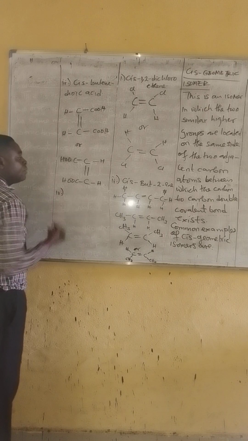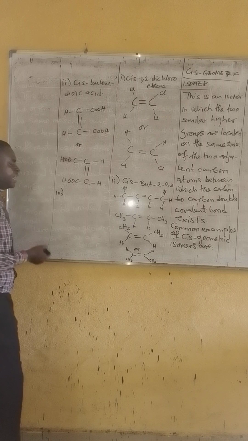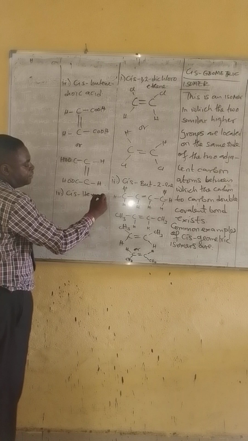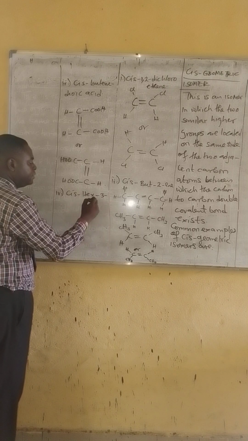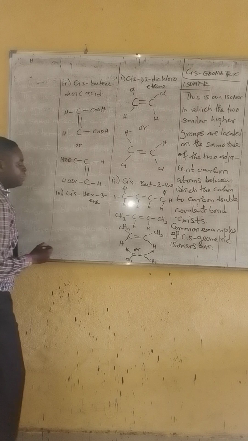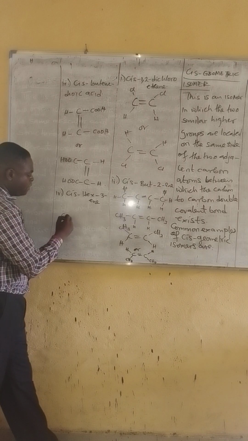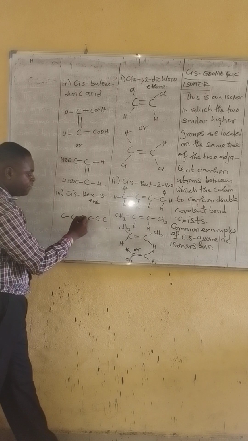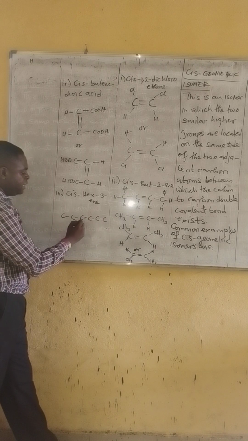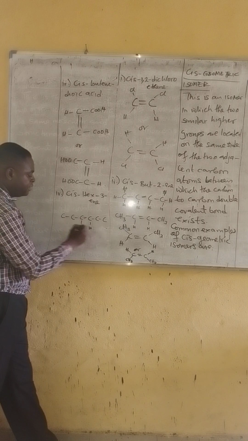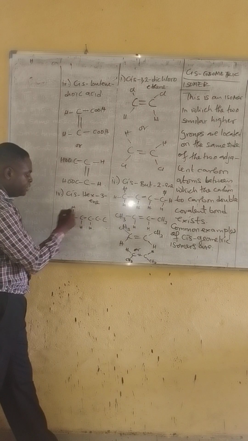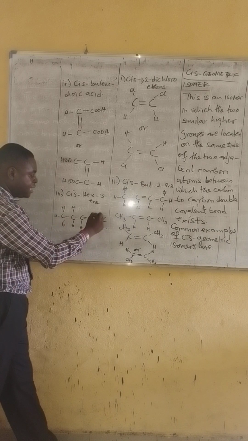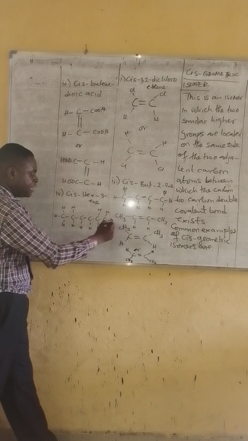Another example that we can have is 3-hexene. Don't forget that hexene, you have 1, 2, 3, 4, 5, 6. 1, 2, 3. You have a double bond here. So then you have hydrogen, hydrogen. So this is hydrogen, hydrogen, hydrogen, hydrogen, and hydrogen. So here you have hydrogen and hydrogen, hydrogen, hydrogen, and hydrogen.